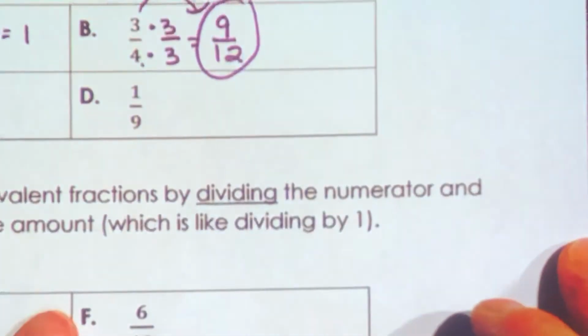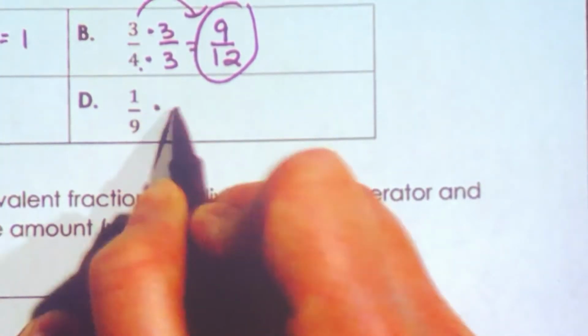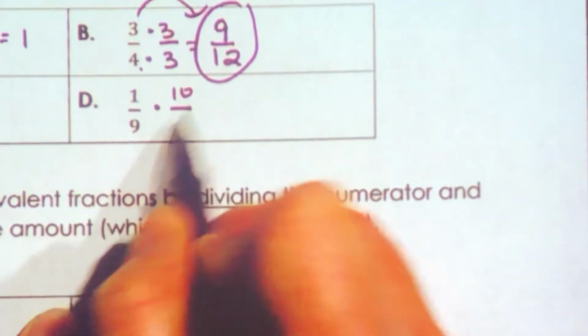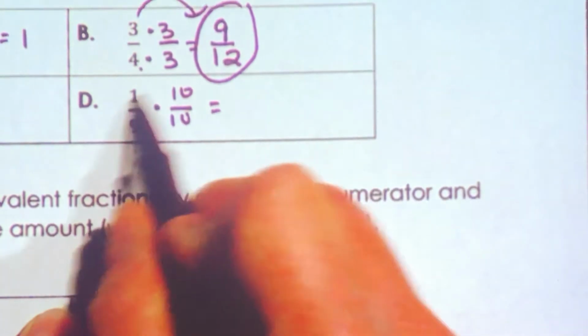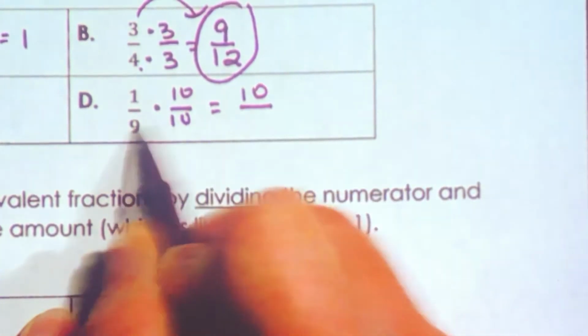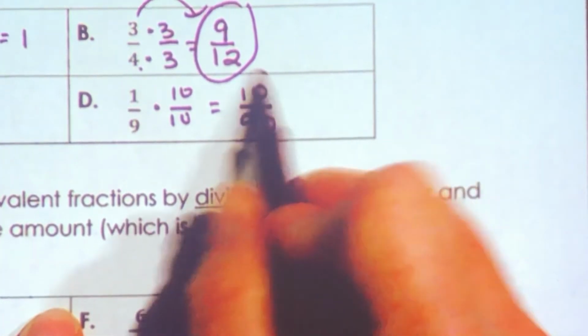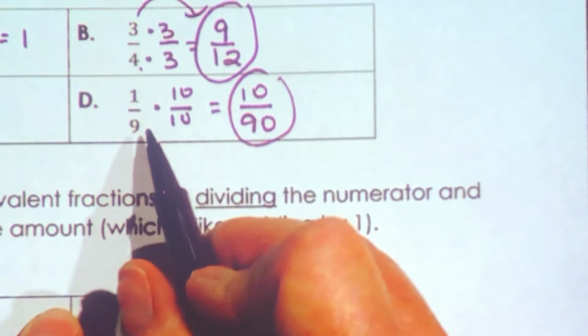Letter D, 1/9. I can multiply it by any number over itself. So how about 10? 10/10 is equivalent to 1. So this is just like taking 1/9 times 1. 1 times 10 is 10. 9 times 10 is 90. That means that 10/90ths is equivalent to 1/9.